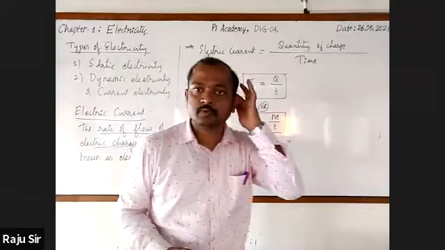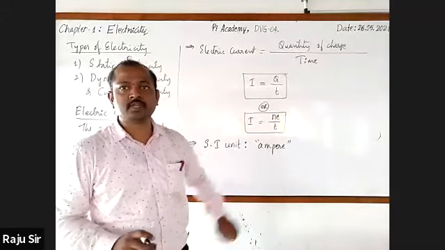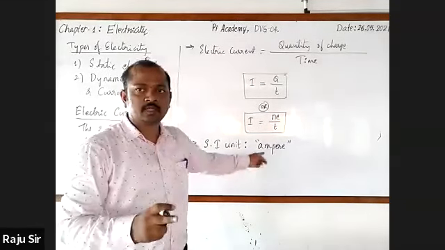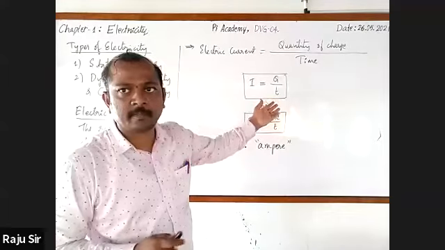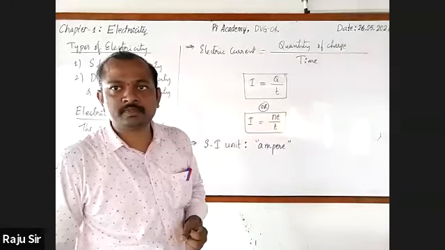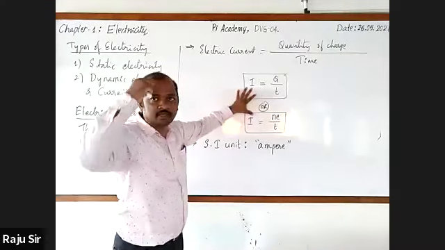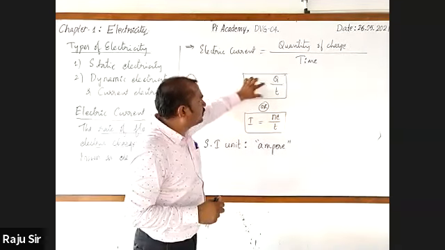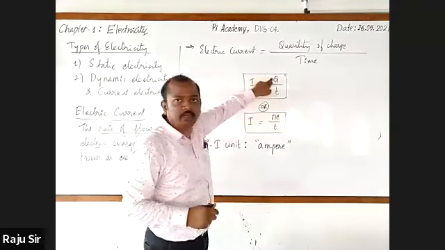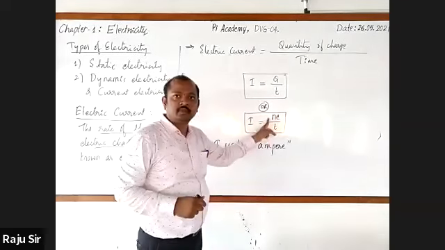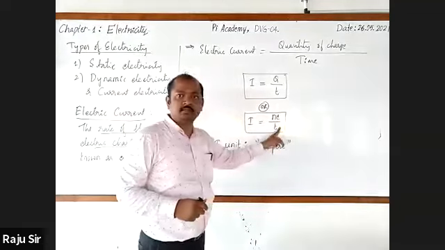Sudarshan asks: sir, for solving problems, can we use any formula, or should we use only certain formulas? I understood your doubt. Now let me clarify that. You can use I equals Q by T if you know directly the quantity of charge and time. If you know the number of charged particles, the charge of an electron, and time, you can use the other one.